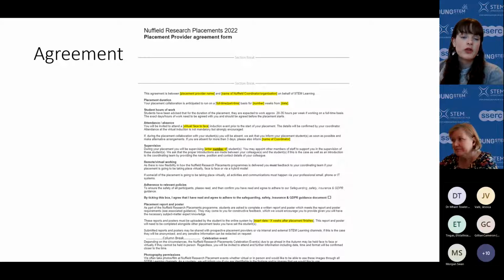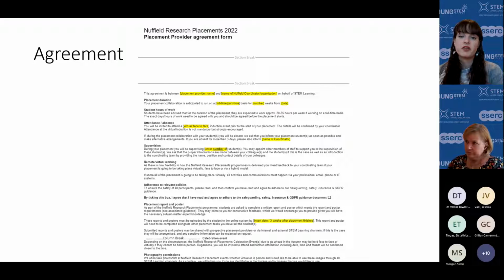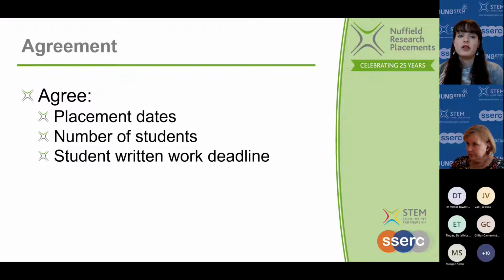Okay, and then once you've done all of that and we're going to get into the final stages, the last form that we will have you fill out is the placement provider agreement form. And it looks a bit like this, but basically to distill it down, you have to put in the final agreed placement dates that you're going to offer, the number of students that you're going to host, and choose a deadline for when student written work is going to have to be submitted. So kind of however X many weeks after they've finished the in-person part of their placement.